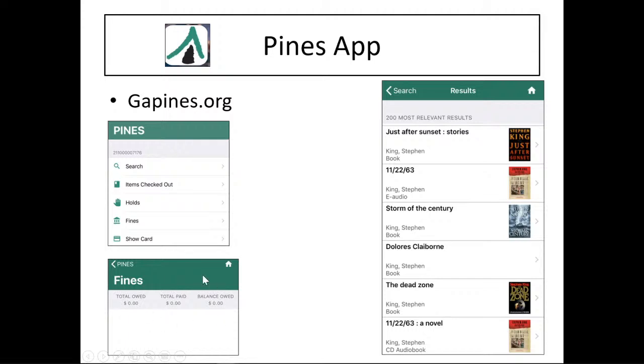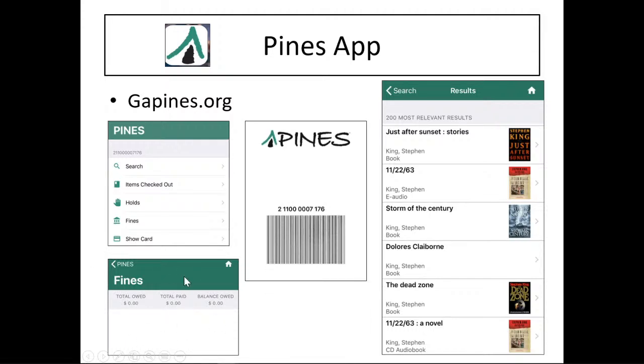So there's our fines that I was talking about. Tap in there. And then we also have our library card that pops up as well. Okay. So instead of you saying, oh no, I don't have my library card, you can use it digitally that way. Okay, any questions about that?